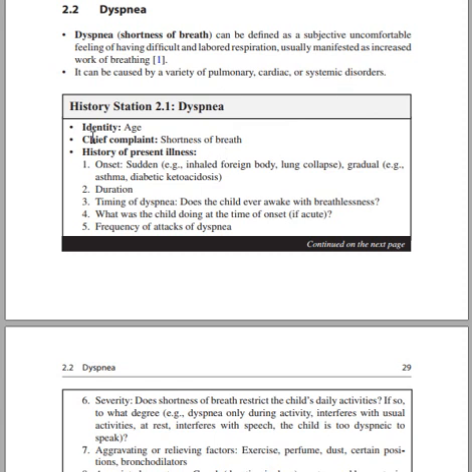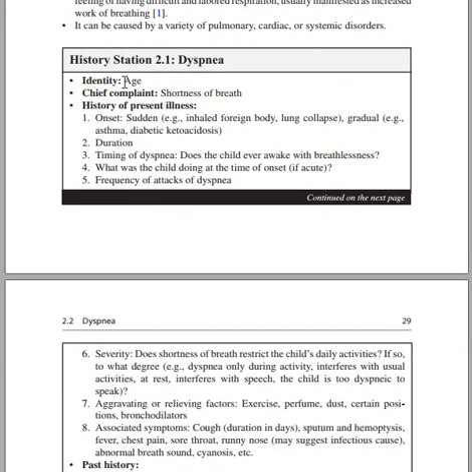Now the next one that we're going to visualize is the general history taking in dyspnea. So you have to first have the identity of the patient. The identity, the age is important. You have the chief complaint, which is dyspnea. Now, how do you take the history of a patient with dyspnea? First, there must be an onset. If the onset is sudden, it means that it can be an inhaled foreign body or a lung collapse. If the onset is gradual, then you can think of asthma or diabetic ketoacidosis.